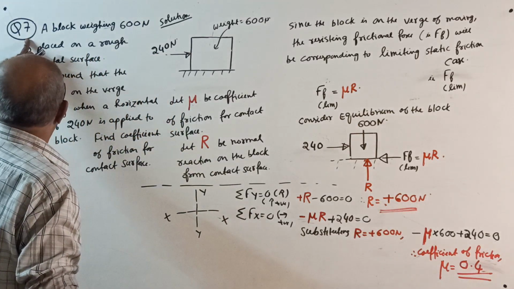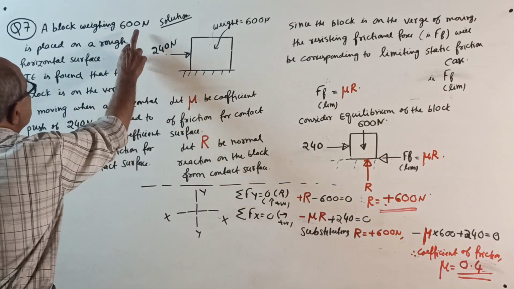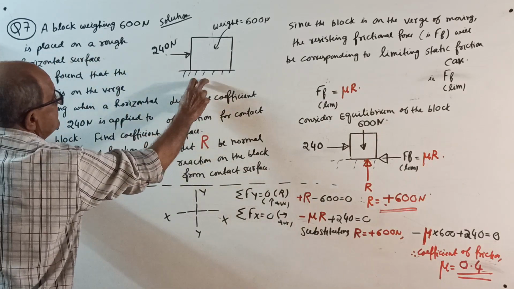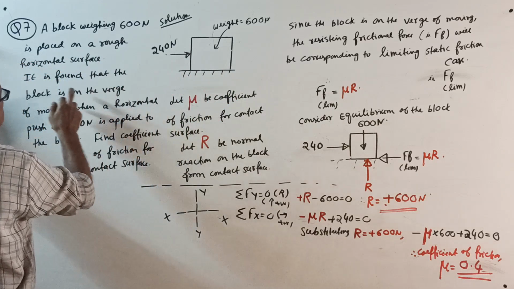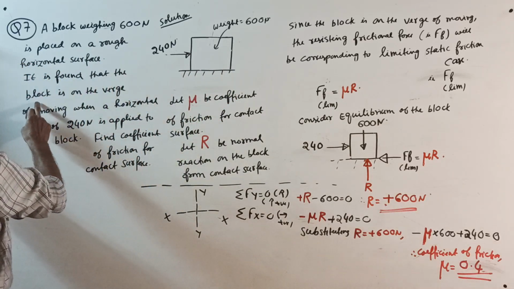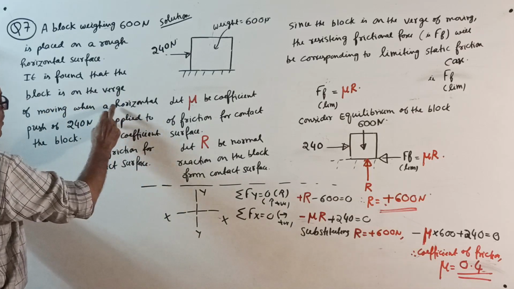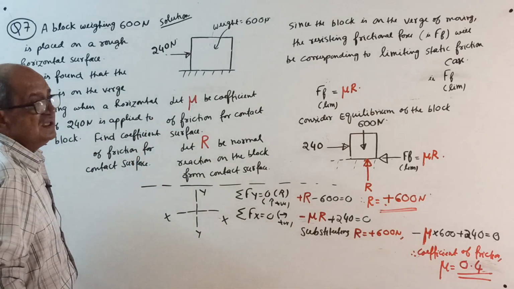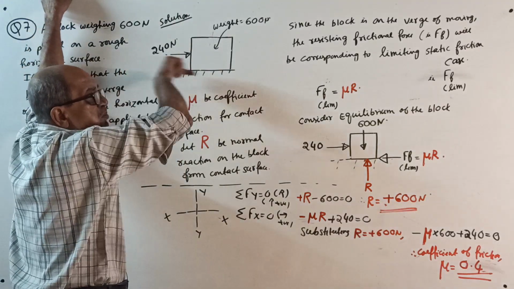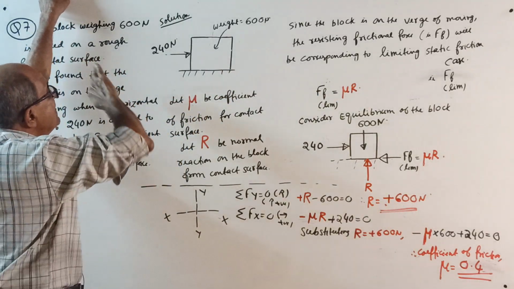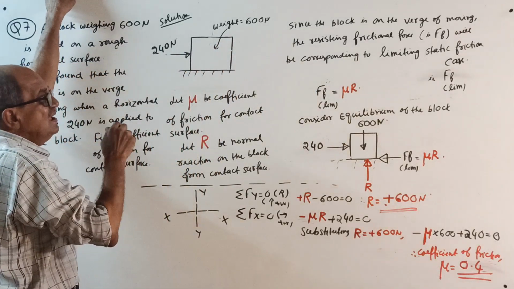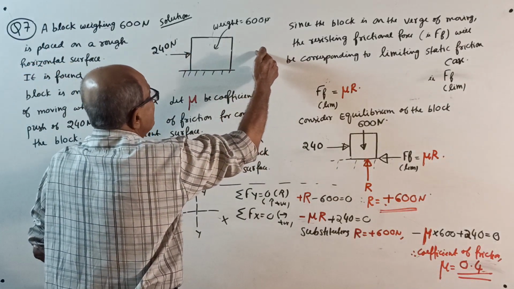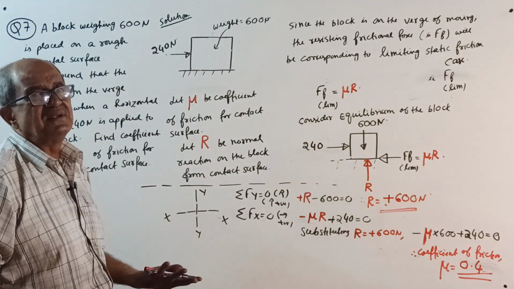Question 7. A block weighing 600 Newton is placed on a rough horizontal surface. It is found that the block is on the verge of moving when a horizontal push of 240 Newton is applied to the block. A doubt will come: right side or left side? Anything will do. If you apply from this side, it will be pushed to the right side, or if you apply from that side, it will push to the left side. Both will give the same answer.